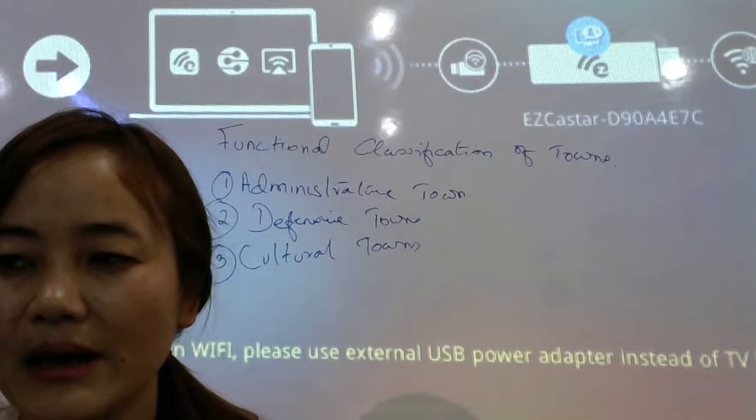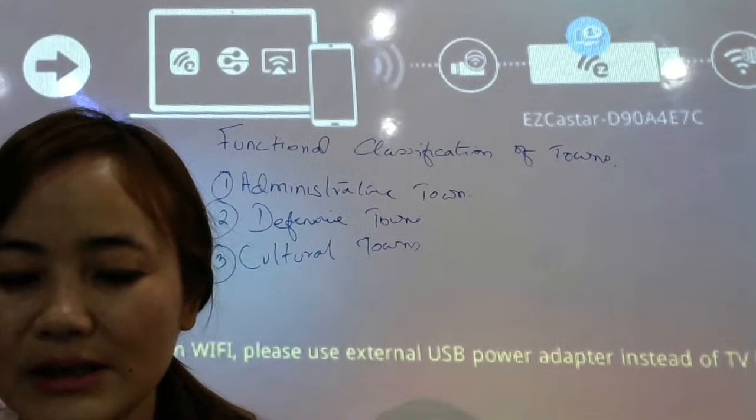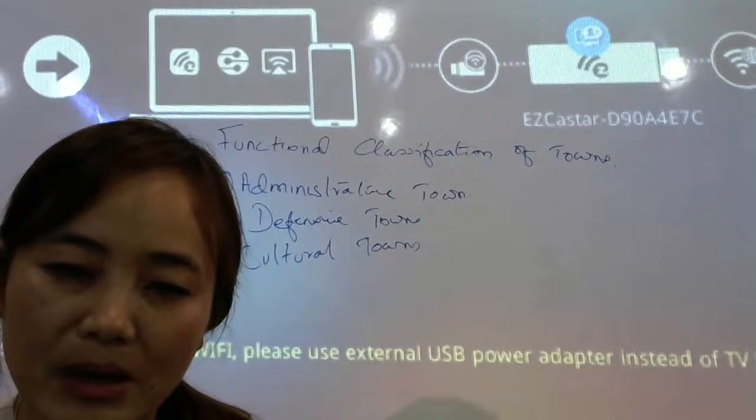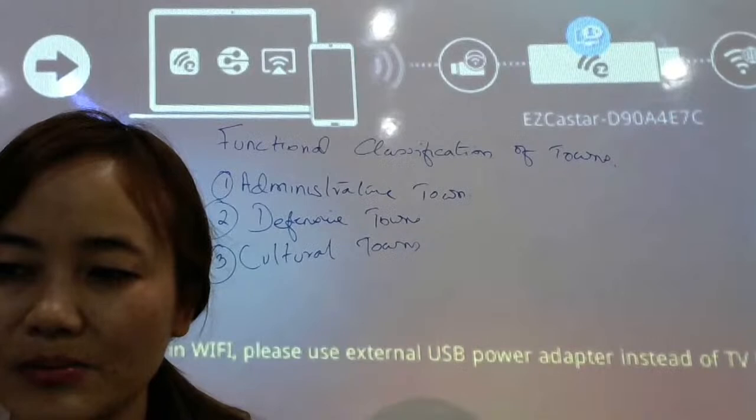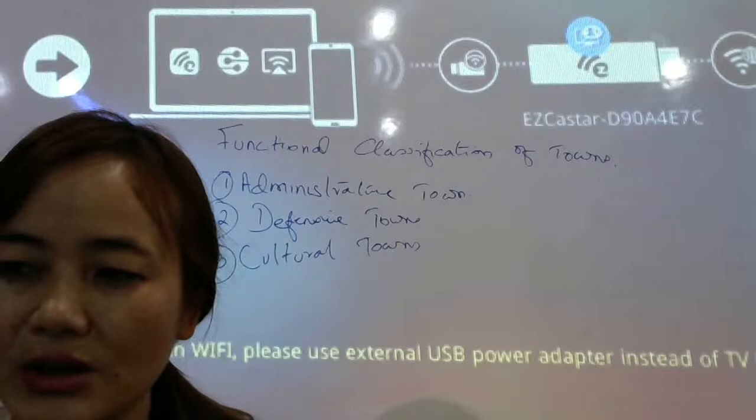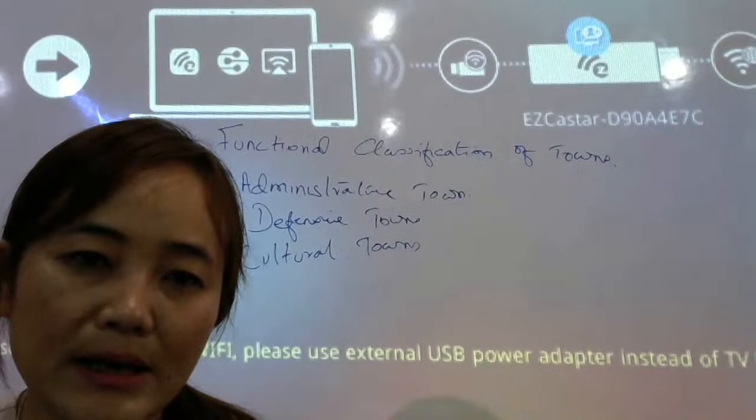So in religious towns, there may be a pilgrimage, there may be churches, and there may be shops for religious books, flowers, and joss sticks for religious purposes. They also may provide accommodation for pilgrims and often have a subsidiary function as tourist centers.